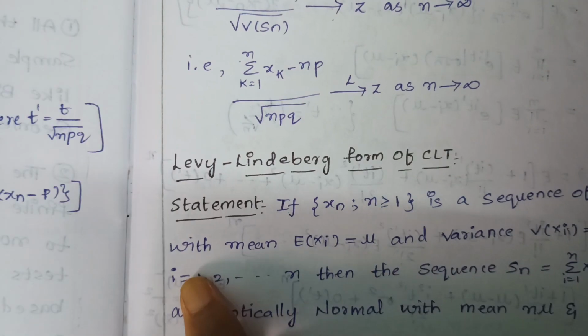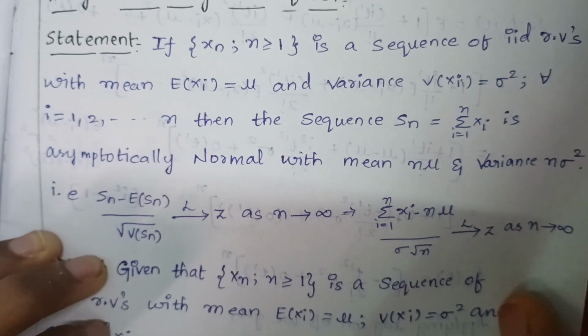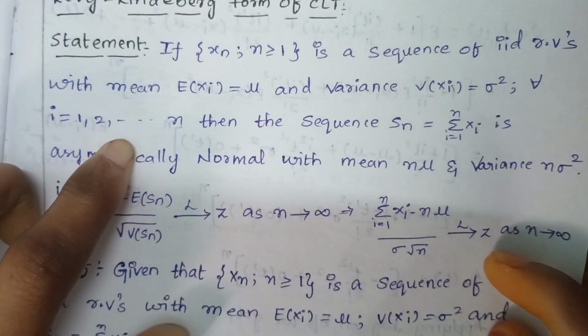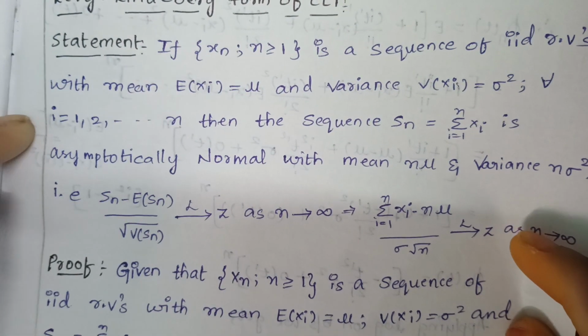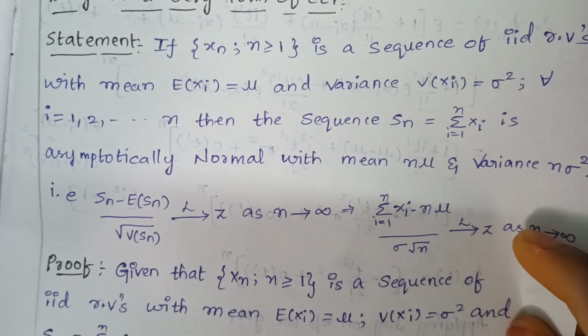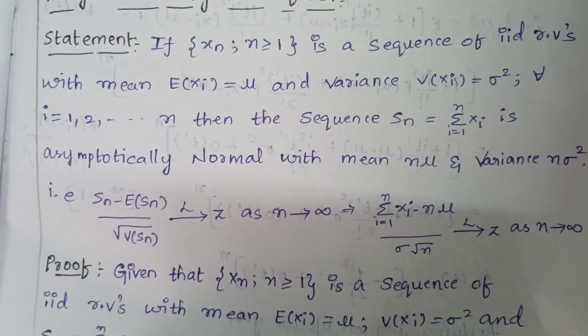And the next one is the Levy-Lindeberg form of the central limit theorem. I think this is the theorem most asked or expected. They'll give the statement, and you need to identify which form of the central limit theorem they are referring to. According to that, you can answer the proof.